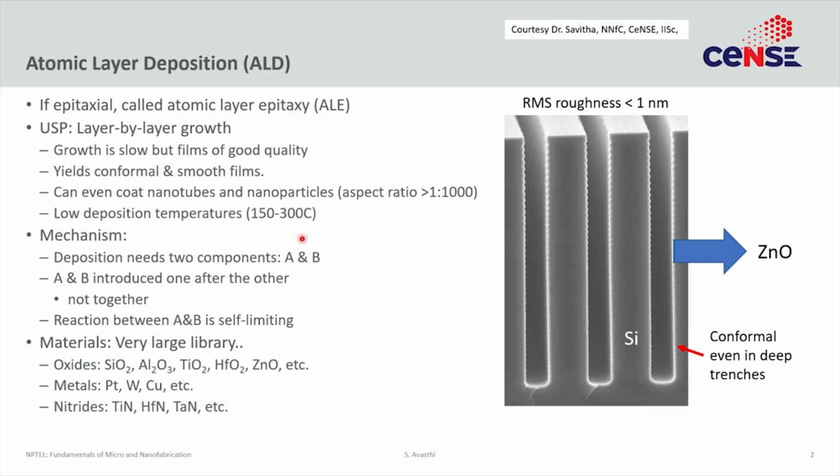The mechanism we shall discuss later, but it basically revolves around two components. In CVD, the way we would do a reaction is we would throw in precursor A and precursor B, and the two would react simultaneously and form the material that you want to deposit. In ALD, we don't flow the two together, we flow them one after the other. So they are temporally separated, right? When precursor A is flowing, precursor B is not flowing. When precursor B is flowing, precursor A is not flowing.